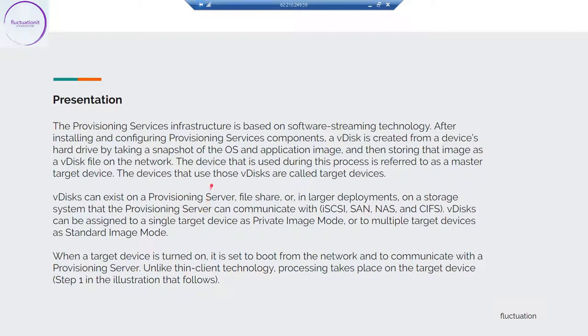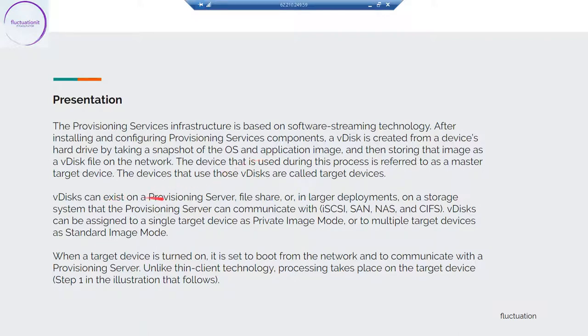PVS is based on software streaming technology. After that, I will do a drawing about it. After installing and configuring PVS, a vDisk is created from a device hard drive by taking a snapshot of the OS and application image and then storing that image as a vDisk on the network. So not on a network, on a SAN or NAS, of course. The device used during this process is referred to as a master target device, and the devices that use those vDisks are called target devices.